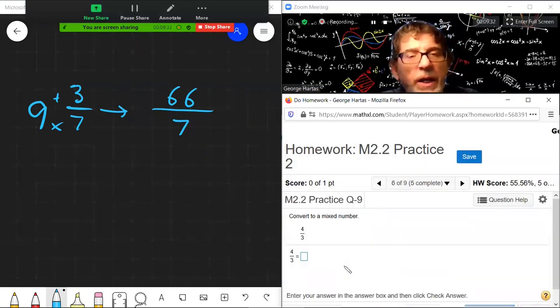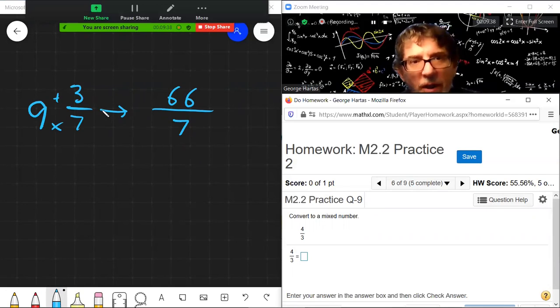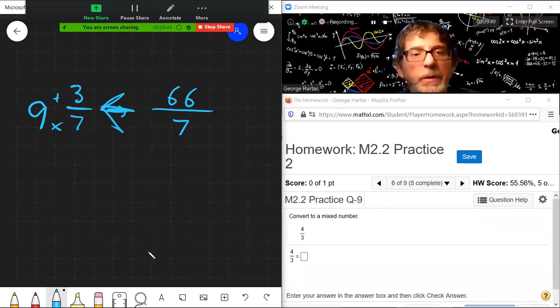All right, so now we're doing the reverse. We're going from an improper fraction to a mixed number. We're converting this improper fraction to a mixed number.